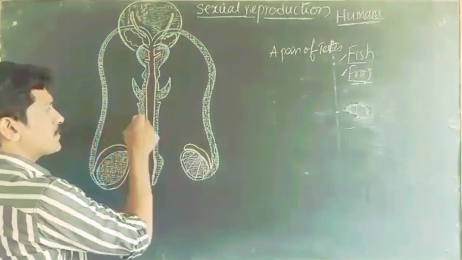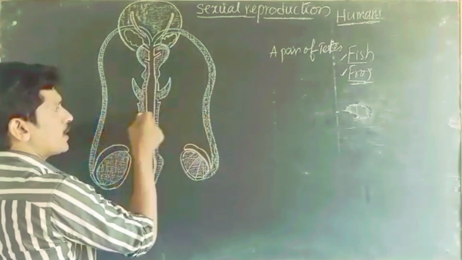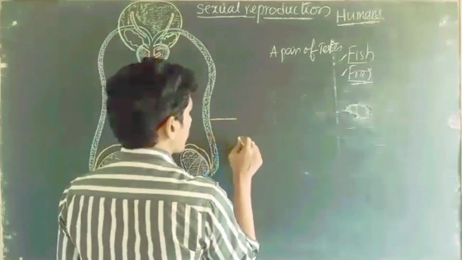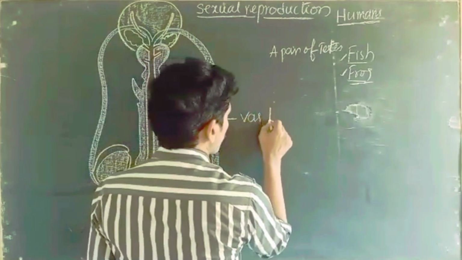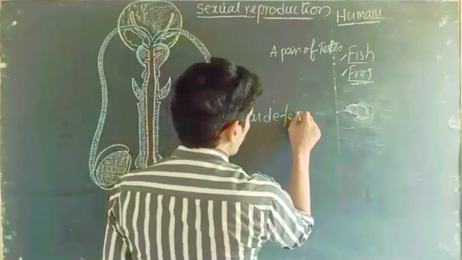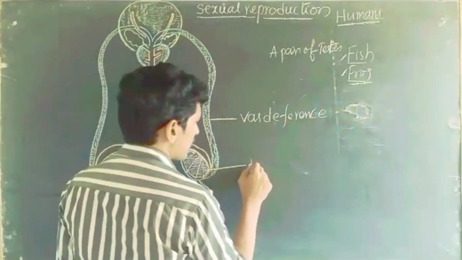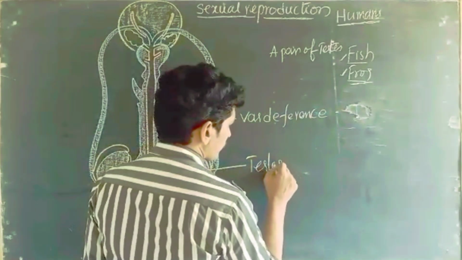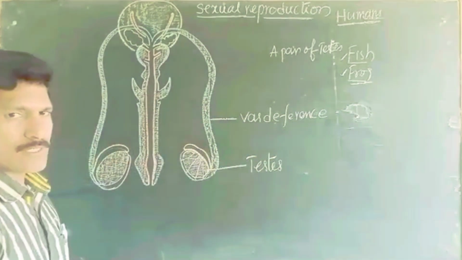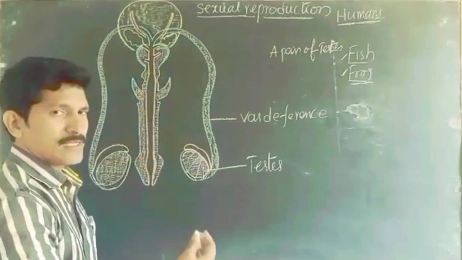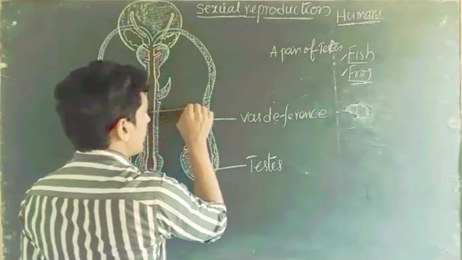Here we can observe two tube-like structures. Those tube-like structures are called vas deferens. And these are the testes, right? And the central tube-like structure which can ejaculate the sperm cells is called the urethra.